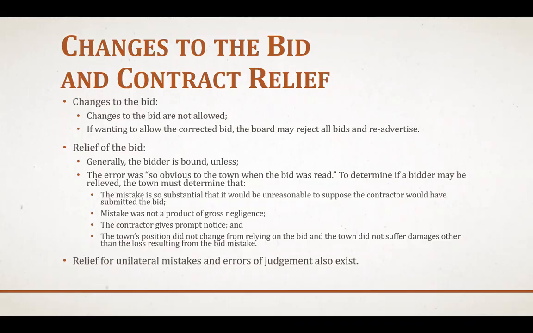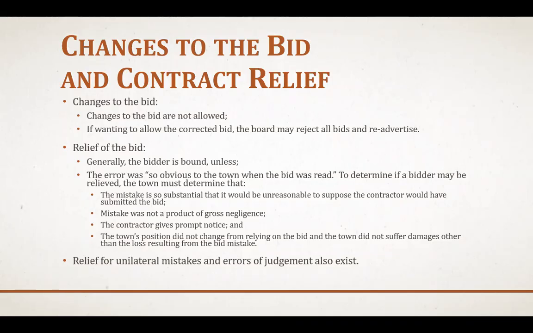To determine if a bidder may be relieved, the town must determine 4 main things. The mistake was so substantial that it would be unreasonable to suppose that the contractor would have submitted the bid. The mistake was not a product of gross negligence. The contractor gave prompt notice to the town, and the town's position did not change from relying on the bid. That the town did not suffer damages other than the loss resulting from the bid mistake.